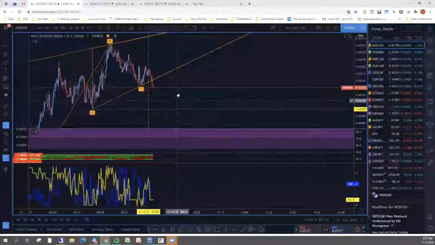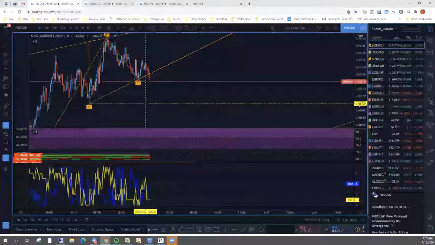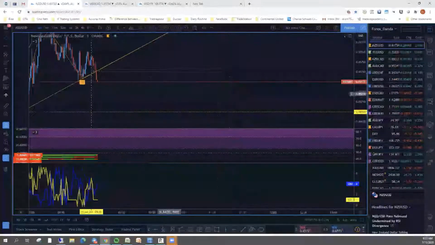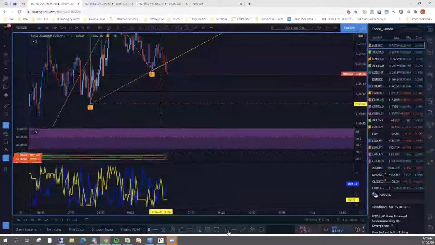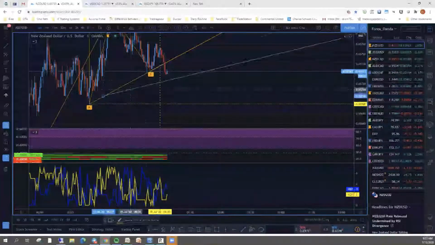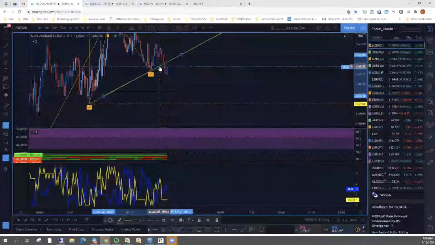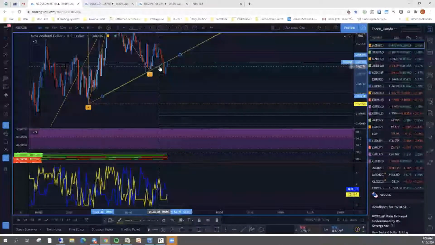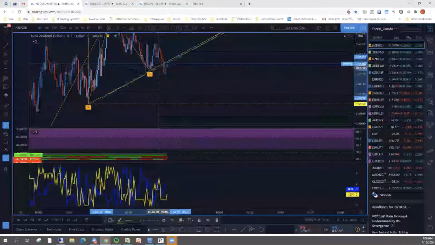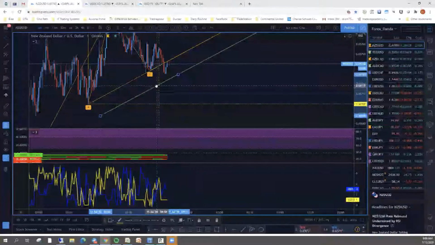But right now we're getting a little bit of a break. If you were to take this break, you would have to be really quick to catch it. Now let's see if we can draw our 2 pip range here. From here to here, we're going to measure 2 pips. That's 73.8, so 71.8, right about there.